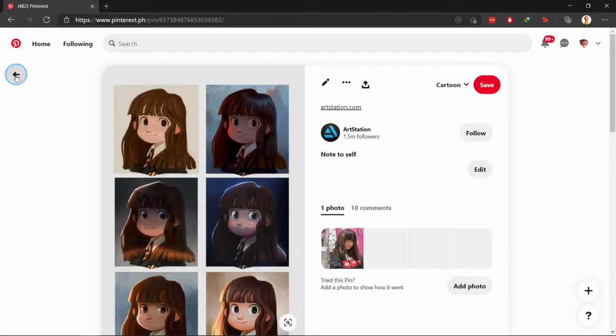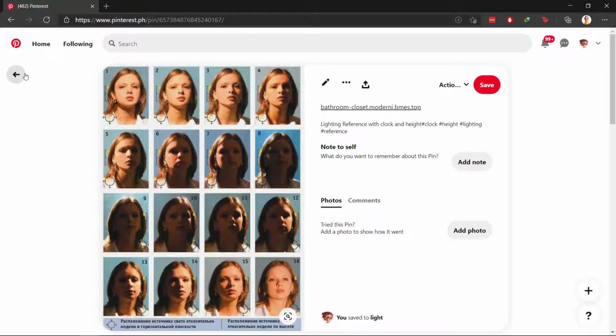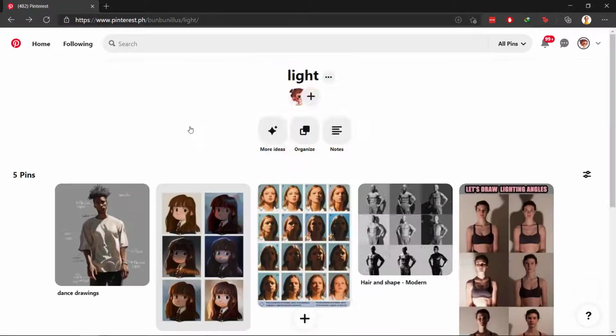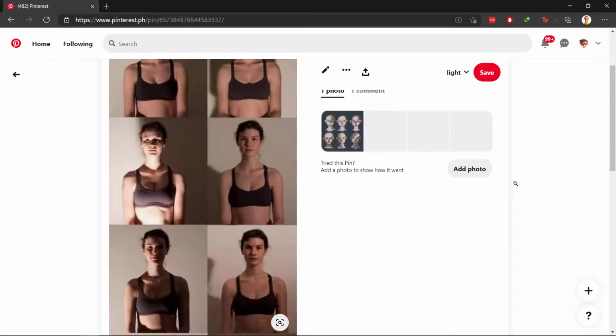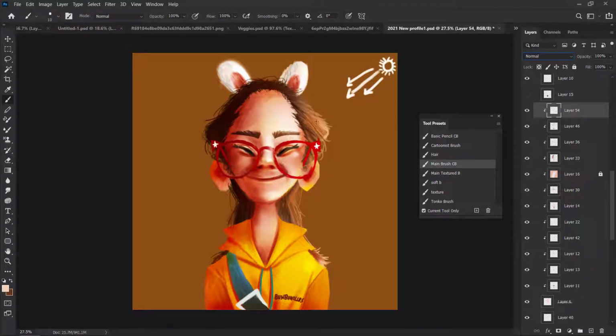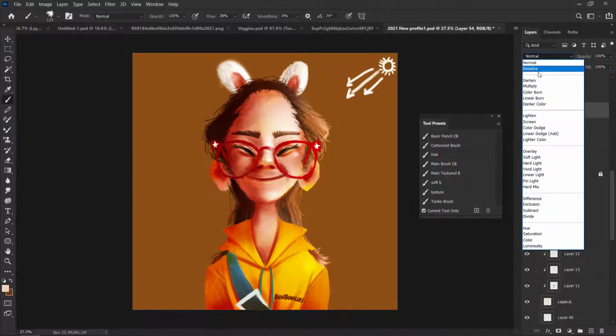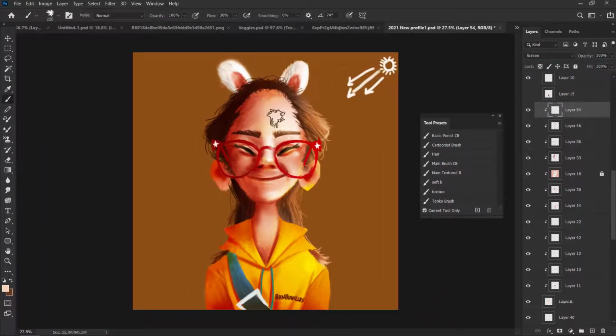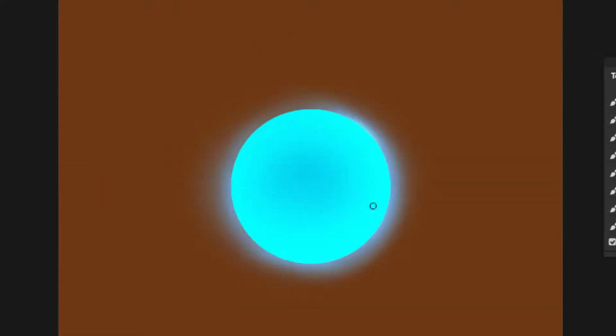I use light references on Pinterest. It is easier to know where the light bounces on the subject, so we don't have to guess where to put the bouncing light in your art. Once I'm satisfied with the dark shadow values in my drawing, I will create a new layer using screen to lighten the edges of the subject. You can also use color dodge too. If you have an illustration with superpowers, color dodge is the best layer mode.